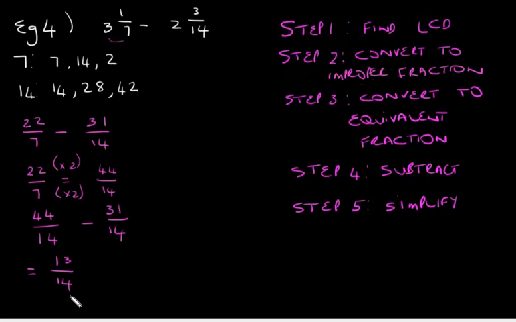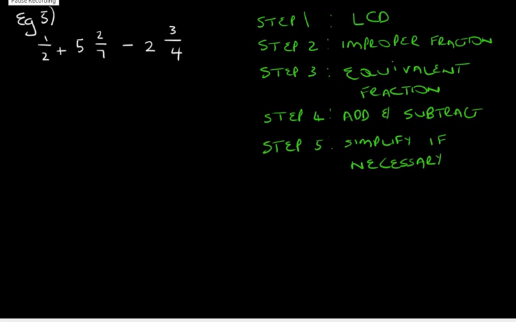Let's do one more example, but this one's going to be a little bit more challenging. Let's have a look. So our final example has 3 terms in it. And what's our first step? Our first step says that we must find our LCD. Well, let's find the LCD of 2, 4, and 7.